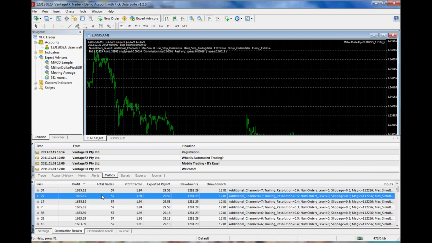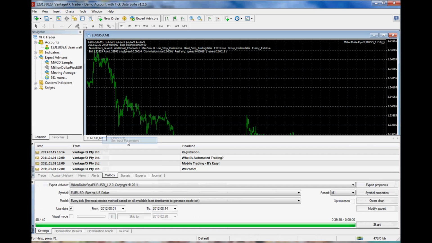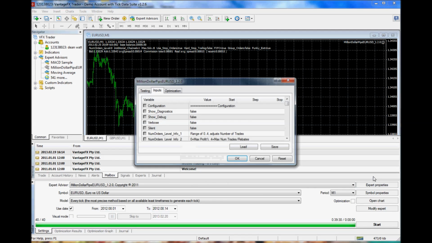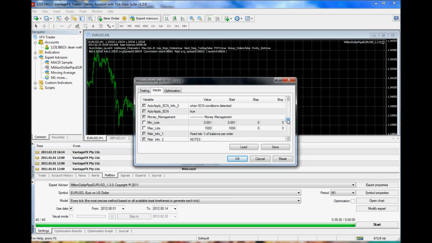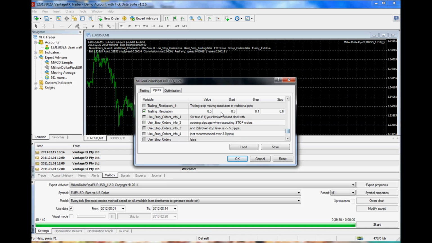So all we need to do here is click on the one with 0.5, right click, set input parameters, and what that will do is, if we go into the Expert Advisor, automatically it's put in those parameters that we needed. So now it's 7, and then we scroll down to the next one, and it's put in the 0.5, which is what we've chosen.